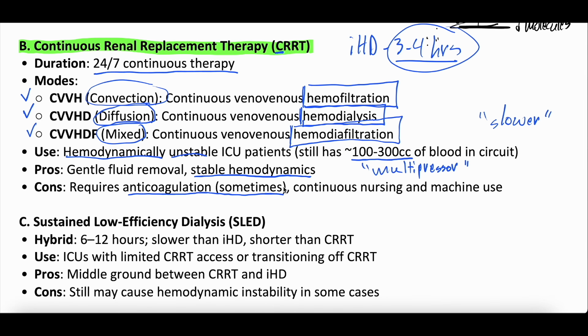So sometimes these patients need anticoagulation. Sometimes that's something like heparin. Sometimes it's something called citrate, and we'll talk more about that again in that future episode. And that it's continuous, right? So it's a big burden on nursing. You have to have a machine in there the whole time. These are all resources that you're occupying continuously, rather than intermittent hemodialysis where you're just occupying them for 3 to 4 hours. But patients in the intensive care unit, many of them are on CRRT.